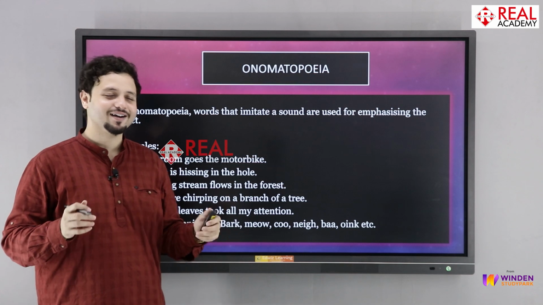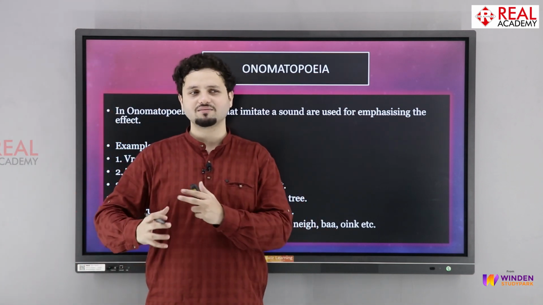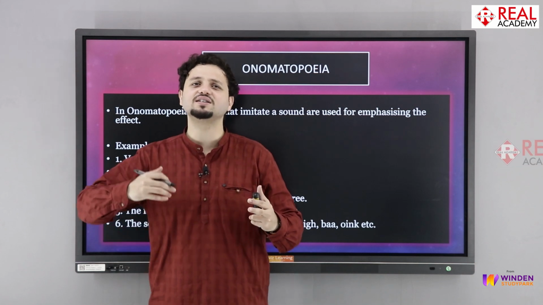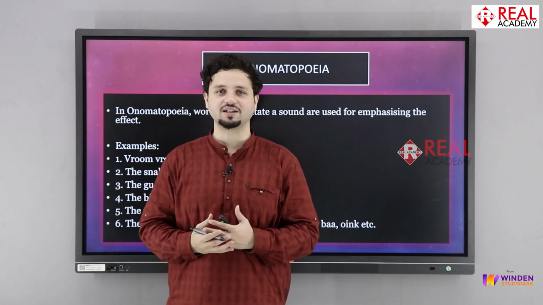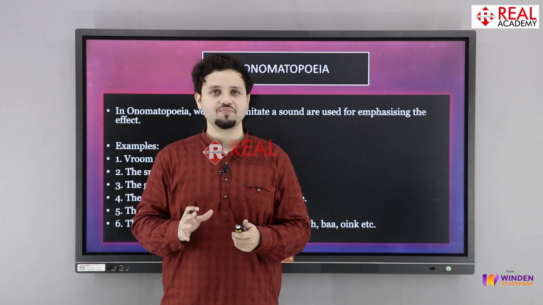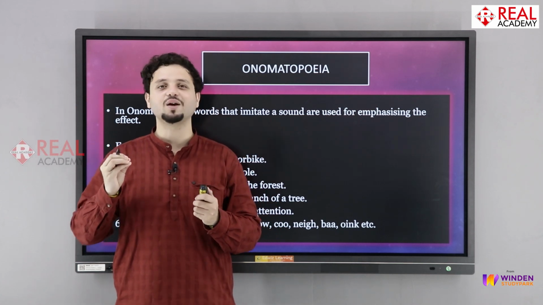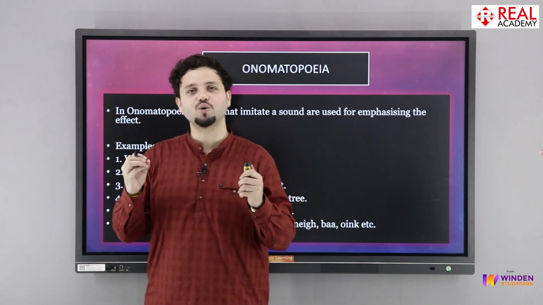In simple terms, what is onomatopoeia? In simple words, if a sound is described in the sentence, then it is called onomatopoeia. Any type of sound is described. कोई भी प्रकार का अगर आवाज describe किया है sentence में, then it is called onomatopoeia.